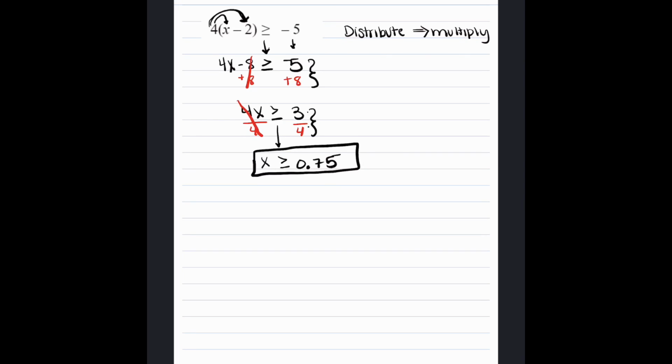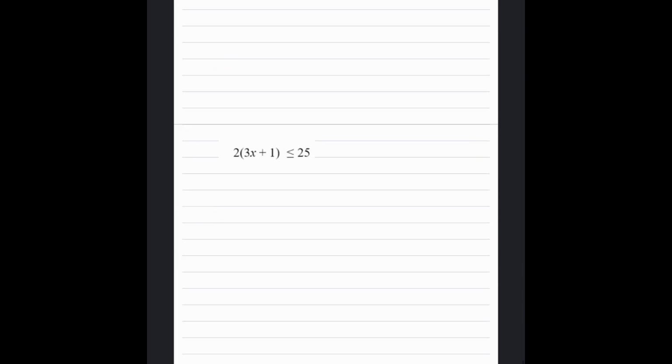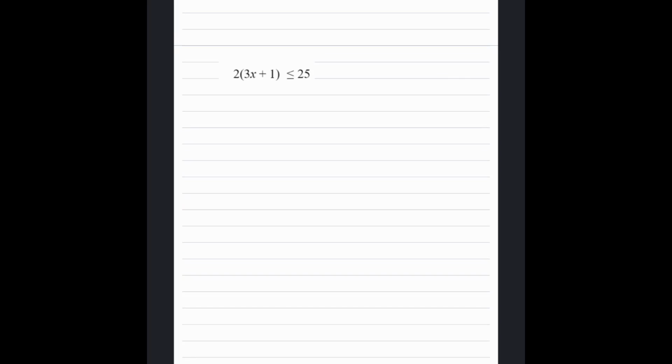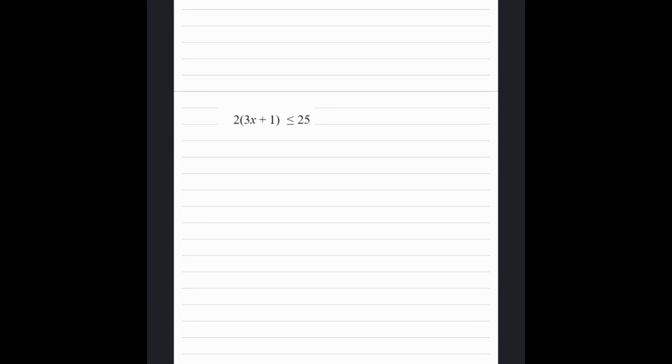If you look to your right on the slide, the next slide will have this problem here. I do want you guys to try this on your own before we go over it together. So we are going to distribute that 2 in. You're going to have to multiply it in. So go ahead and press pause on the video, and then don't press play again until you're ready to go over it together.